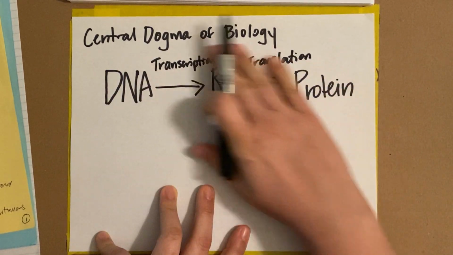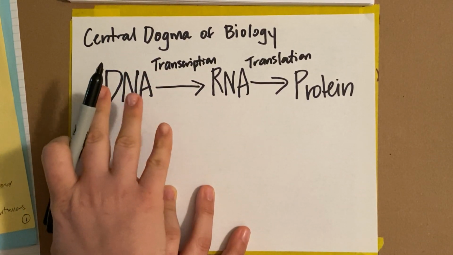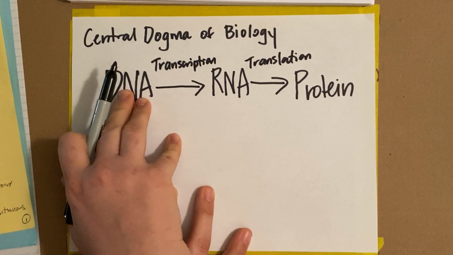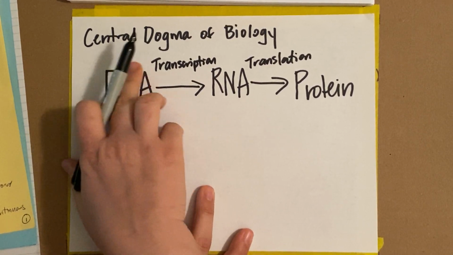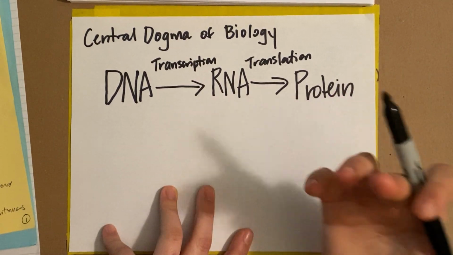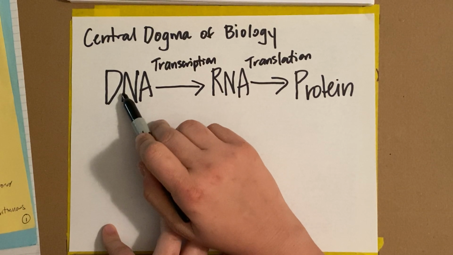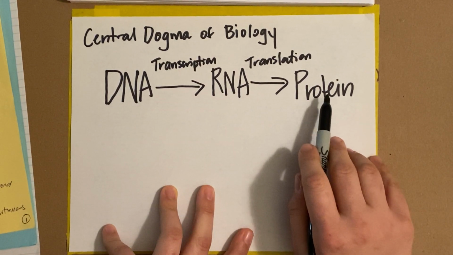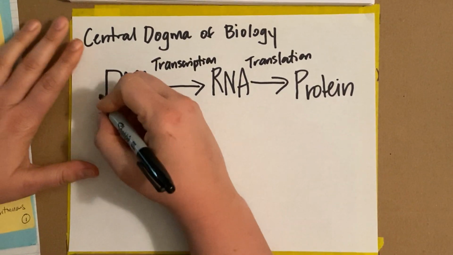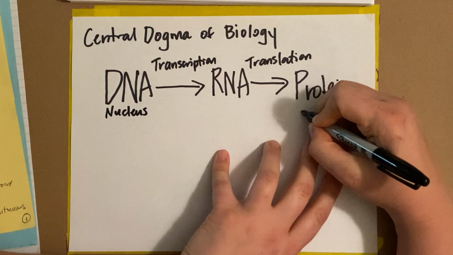The whole purpose of this is to take the stored copy of ingredients or directions of how to make a protein and be able to take it to a place where it can actually be made. So DNA is stored in the nucleus. Proteins have to be made in the cytoplasm, okay? So this is in the nucleus. This is in the cytoplasm.